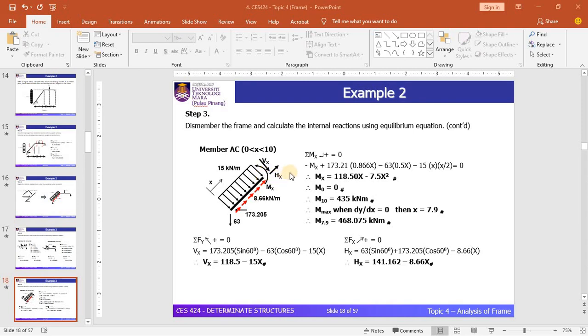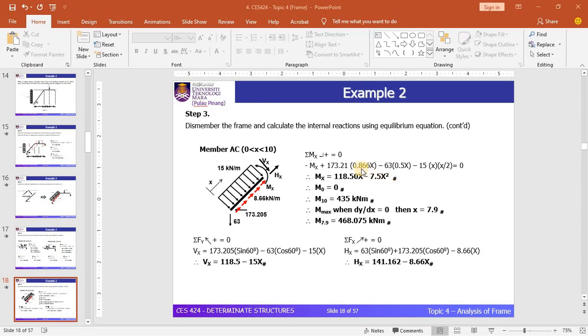Okay, so the only forces that we need to consider here are four: the 15 kilonewton per meter, the reactions at support, two of them, and this internal moment. Simplifying all this, you can see that the equation of moment for this member is equal to 118.50x minus 7.5x squared.